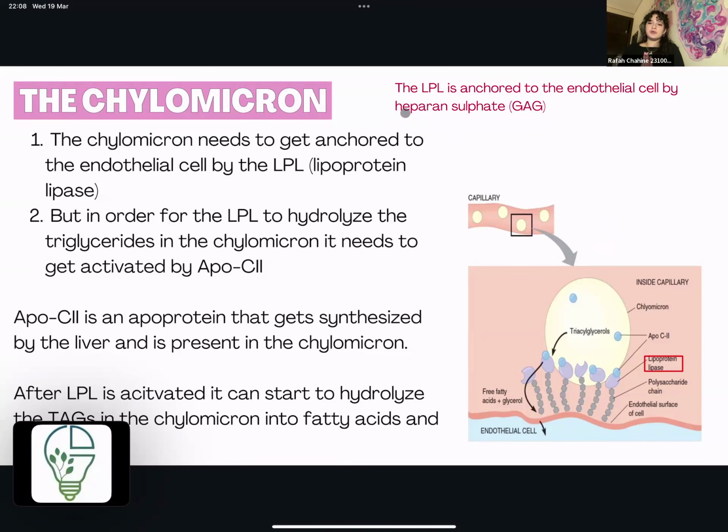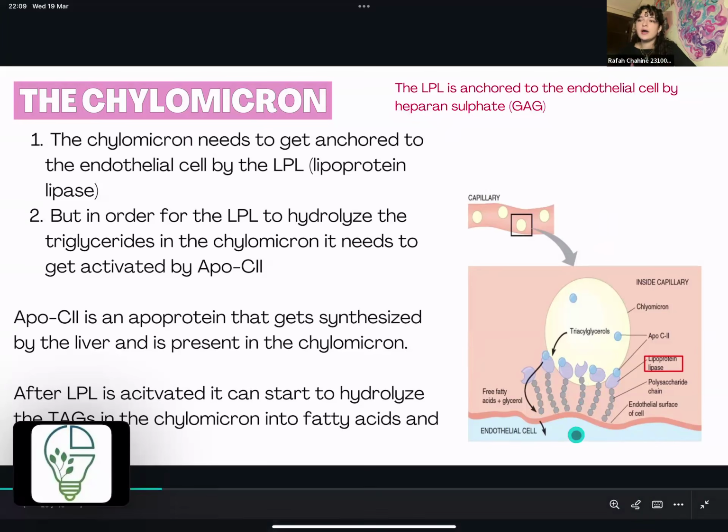Okay, so recap of everything I just said. Chylomicrons are going to be in my capillaries. I need to get the triglycerides out of them. I'm going to use this very important enzyme called lipoprotein lipase, which is anchored to the endothelial cell by heparan sulfate, which is a very important glycosaminoglycan. Okay, and in this diagram, it doesn't show you where heparan sulfate is, but just trust me, it was in your slide, you need to know.